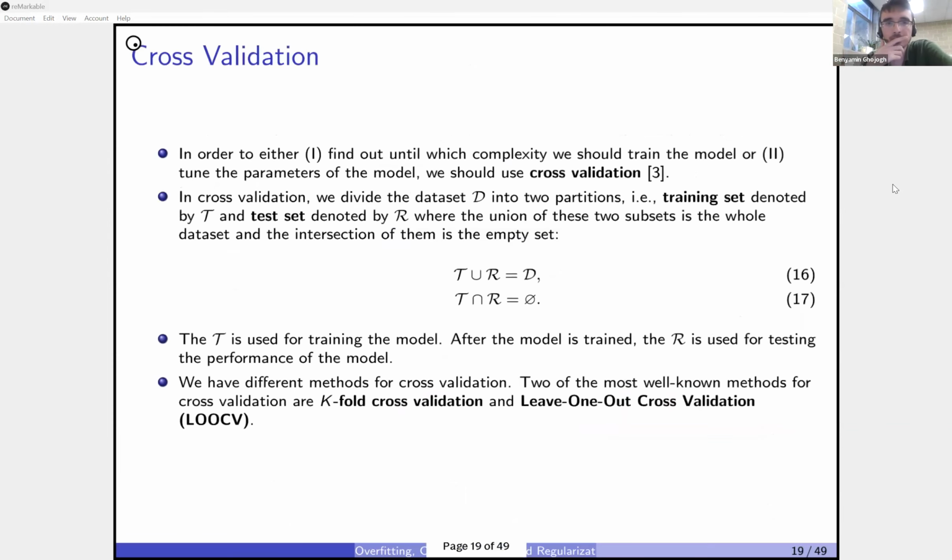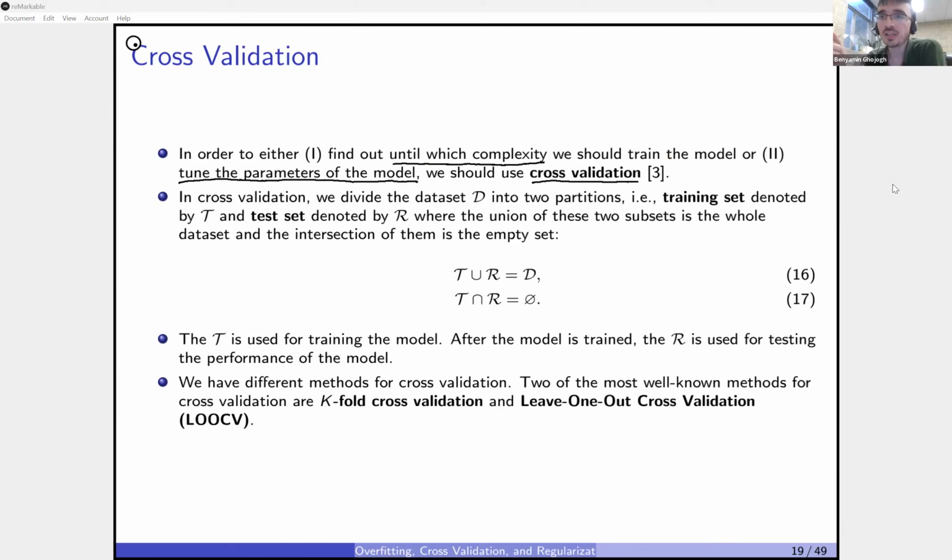Cross-validation. In order to either find out until which complexity we should train to become a good fit and not become overfitted, or to tune the parameters of the model, we should use cross-validation. So for two reasons, we need cross-validation. Either we want to find a good fit: we start from underfitting, we train and reach a good fit, and if we train further, we become overfitted. Okay, we know when to stop to have a good fit.